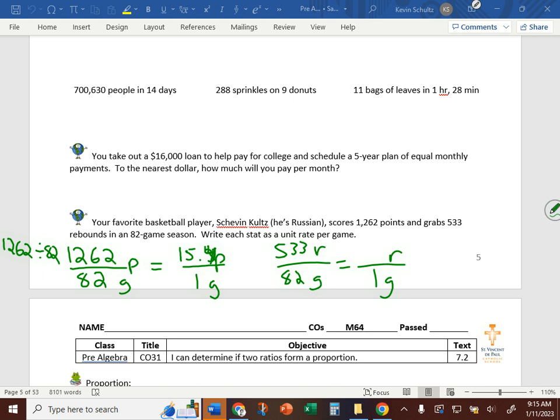Okay. Any questions, comments, concerns, complaints, congratulations, criticisms? Okay, your homework is to finish the rest of the page, show your work.